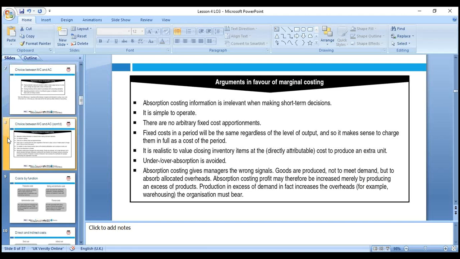Okay, so now the marginal costing argument. Absorption costing information is irrelevant when making short-term decisions. Short-term decision means less than one year. That comes under marginal costing, where we calculate the break-even. It is simple to operate. There is no arbitrary fixed cost apportionment. The fixed cost in the period will be the same regardless of the level of output. If we have a capacity of up to 1,000, your fixed cost will stay fixed. Like in a house, whether you are living alone or 4 people are living there, your fixed cost stays the same.